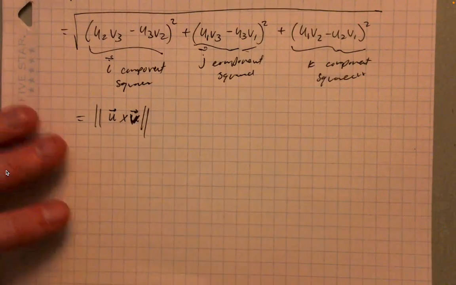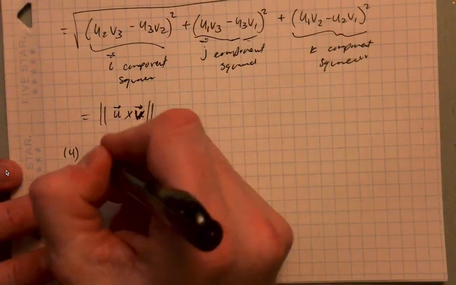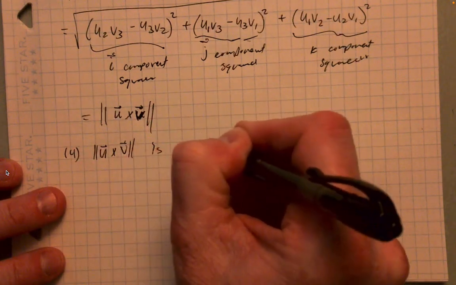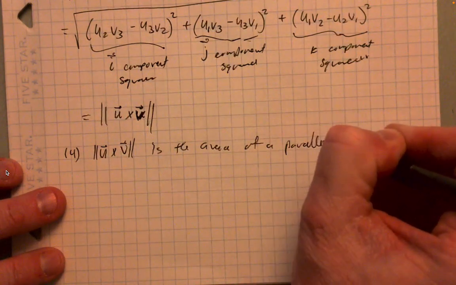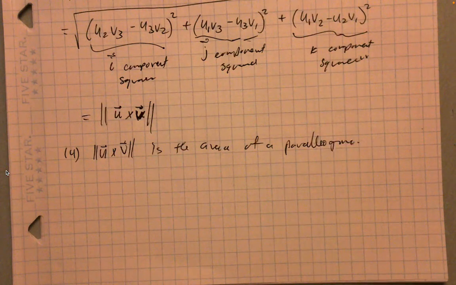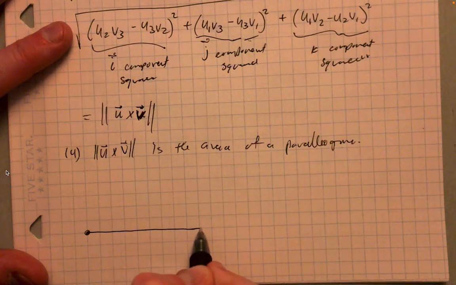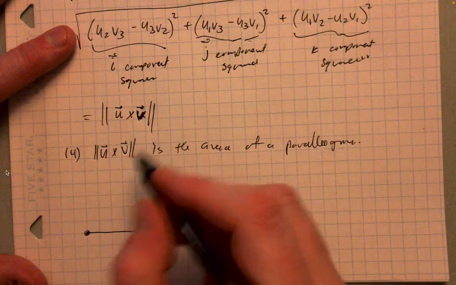Let's also look at item 4. All right, so item 4 says that u cross v is the area of a parallelogram. The norm of u cross v gives you the area of a parallelogram, and specifically a parallelogram having u and v as adjacent sides. So this one is actually really easy to prove. You just have to kind of look at it. All right, so I'm going to first draw u, and then some other vector v.